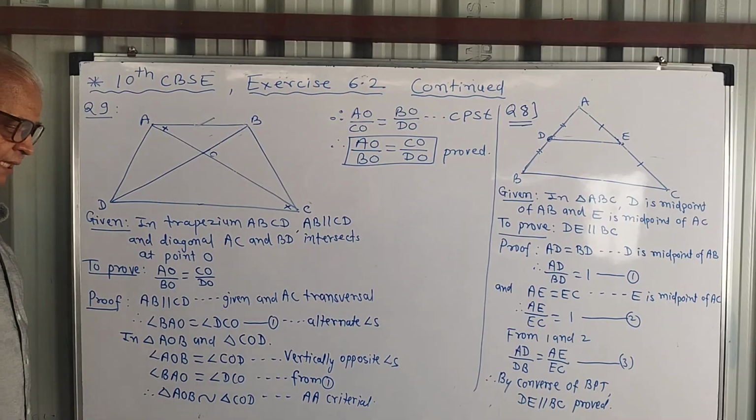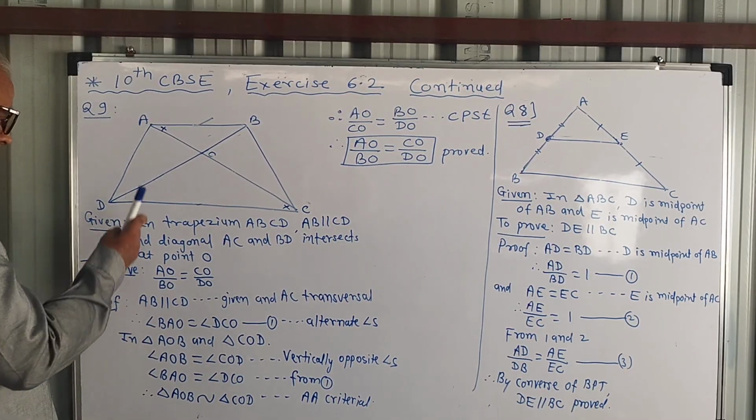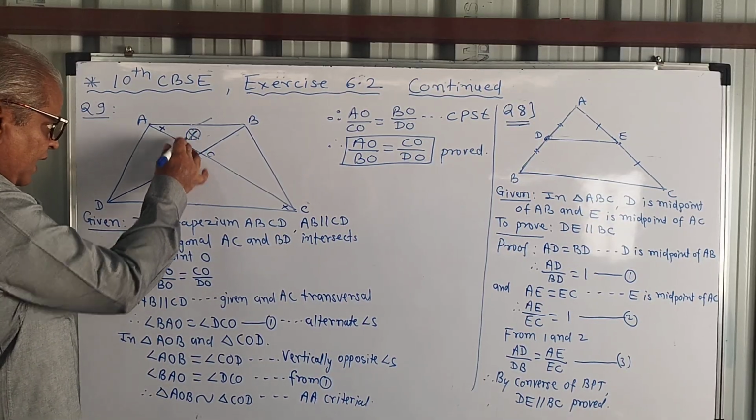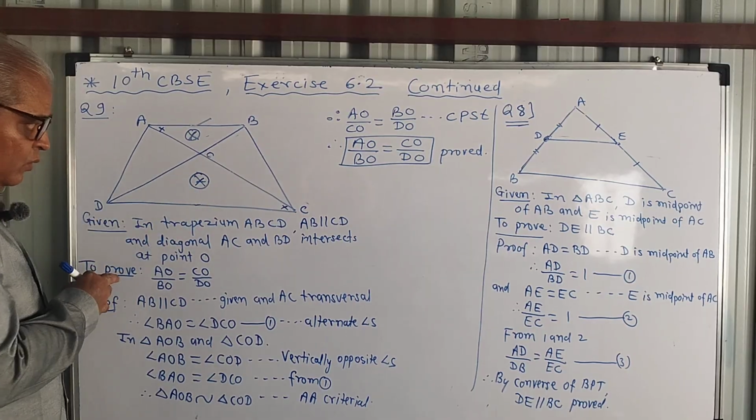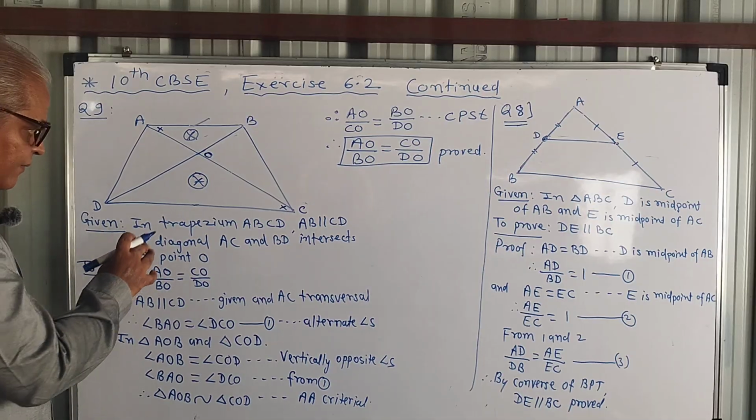That means we have to prove the corresponding sides are in proportion. So actually in this question, these two triangles, this triangle and this triangle, we need to prove are similar by AA criterion.